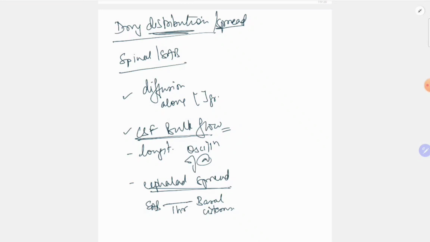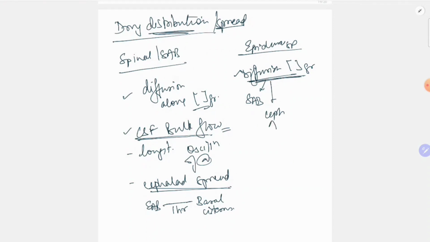When I talk of the epidural space, obviously the drug spread is basically governed by the diffusion along the concentration gradient, as in the spinal. So the drug will diffuse. Where all can it go? It can go into the subarachnoid space, right? It can go cephalad and it can go caudad, up and down.